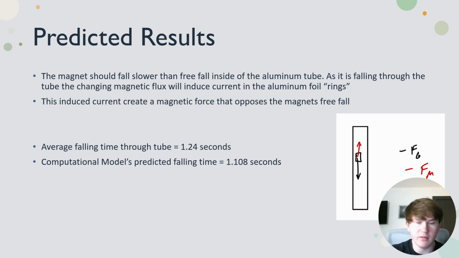So what were the predicted results, or what's a little introduction to the results? The magnet should fall slower than free fall inside of the aluminum tube because as it's falling, the changing magnetic flux will induce current, which causes a magnetic force. The average falling time through the tube was 1.24 seconds, and the computational model's predicted time was 1.108 seconds.